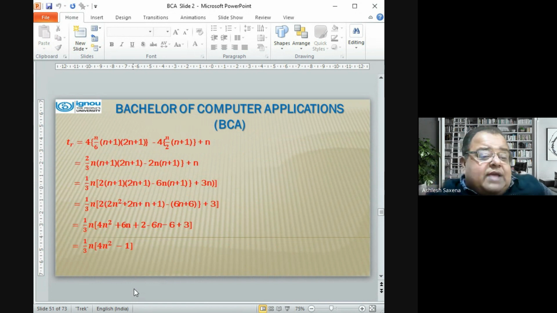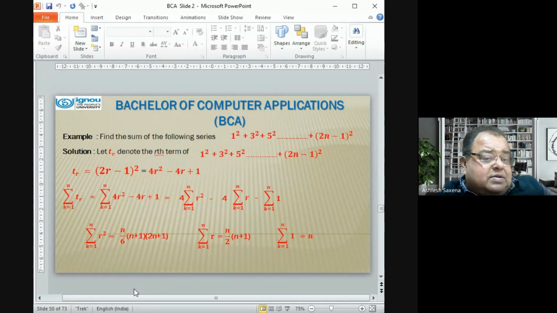Just replace n with 2 in this problem, and let me know what you are going to get. Here, replace n by 2 in the last step. 2 into 2 is 4. 4 into 4 is 16. 16 minus 1 is 15. And 15 into 2 is 30. And 30 divided by 3 is 10.